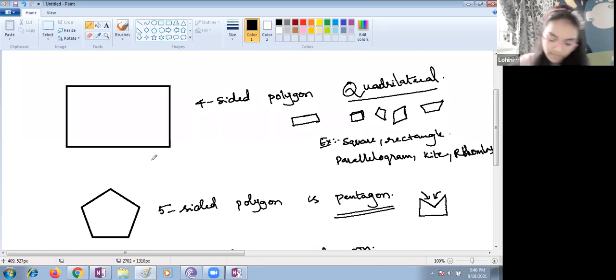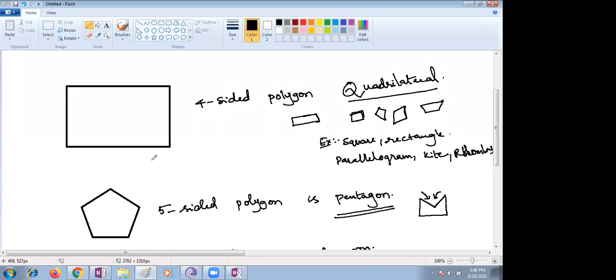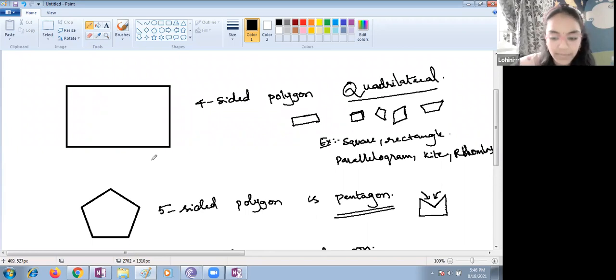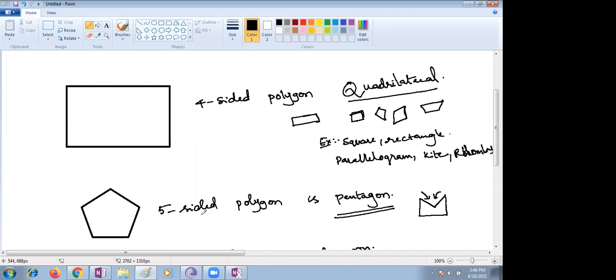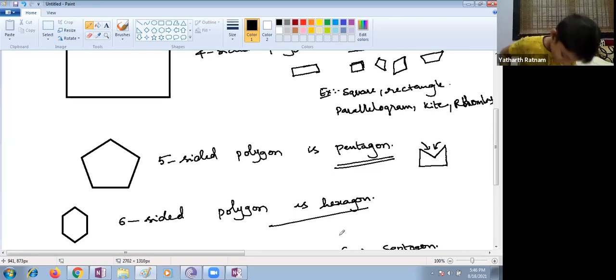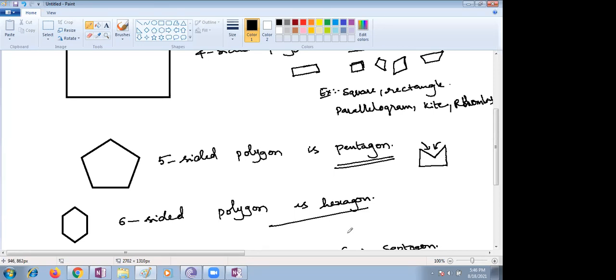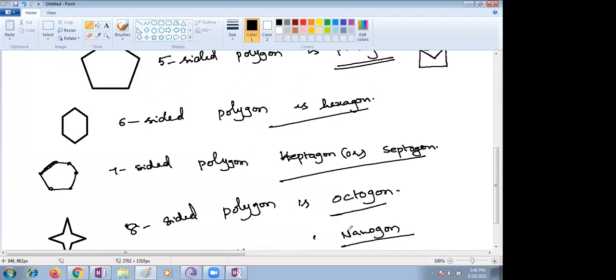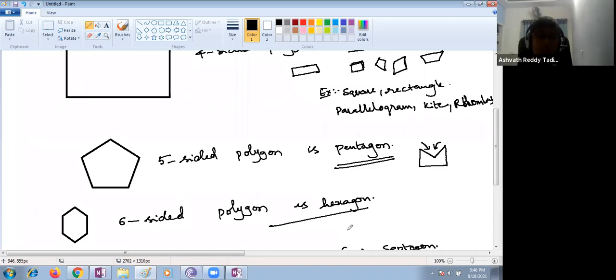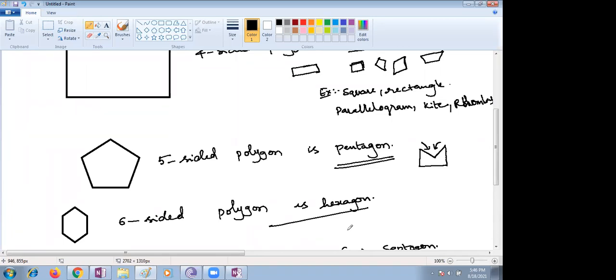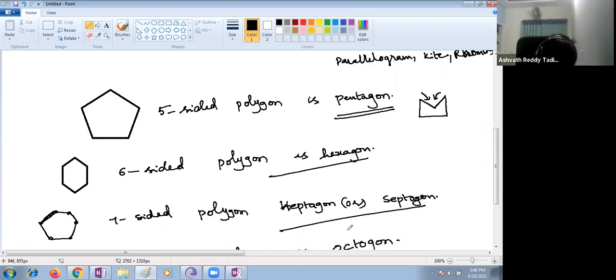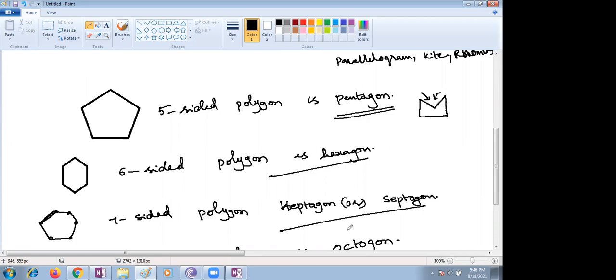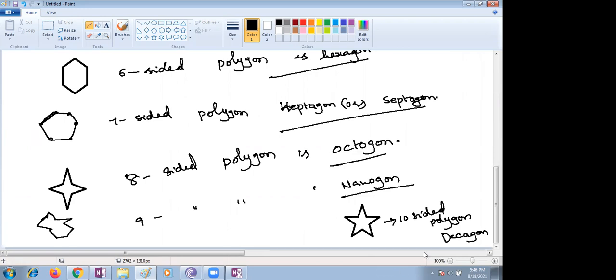6-sided polygon. What is the name of a 6-sided polygon? Hexagon. 7 sides, Yadhar. It's a septagon or a heptagon. Very good. 8-sided name, Jaydeep. It's octagon. Very good. 9 sides, nonagon. Ashwath Reddy, what is a 10-sided polygon? Decagon. Very good.